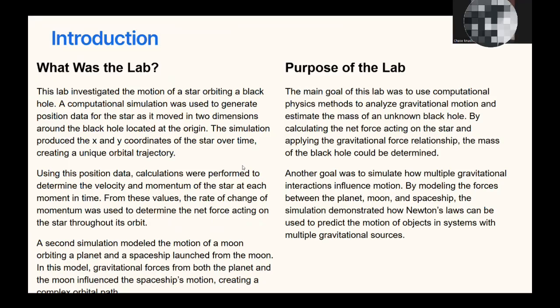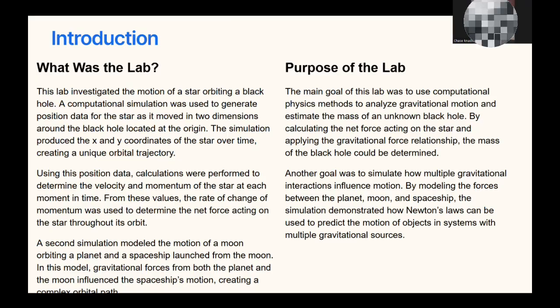This lab investigates the motion of a star orbiting a black hole. A computational simulation was used to generate position data for the star as it moved in 2 dimensions around a black hole located at the origin. The simulation provided the x and y coordinates of the star over time, creating a unique orbital trajectory.